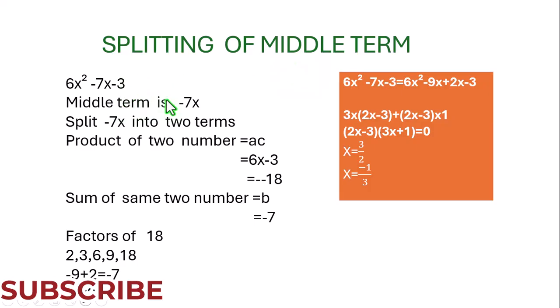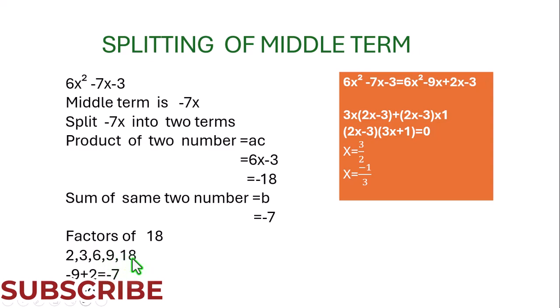The process: take the middle term in this polynomial. The middle term is minus 7x. Split minus 7x into 2 terms. The product of the 2 numbers is a into c. Here the product of the 2 numbers is a into c, where a is the coefficient of x square and c is the constant last term. Here 6 into minus 3 is equal to minus 18. The sum of the same 2 numbers is b, where b is the coefficient of x. Here it is minus 7.